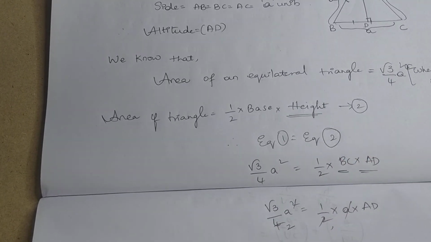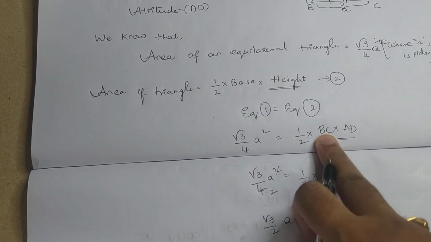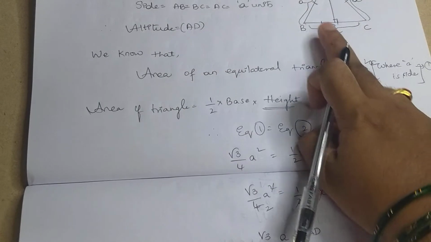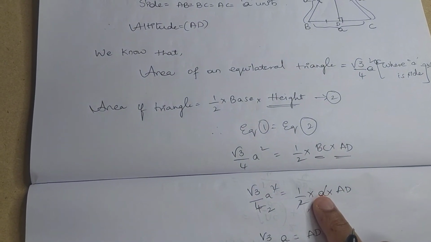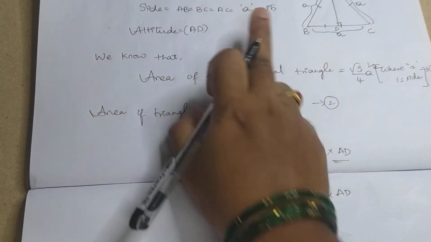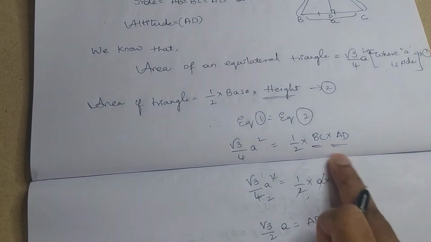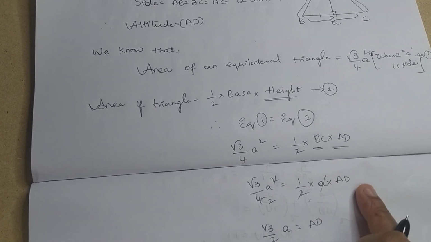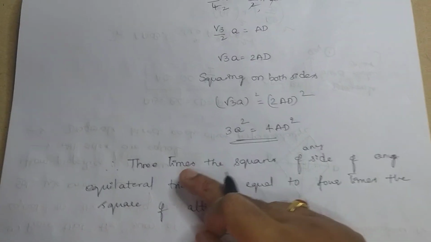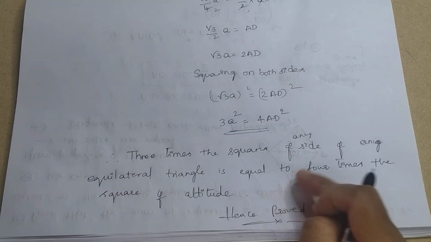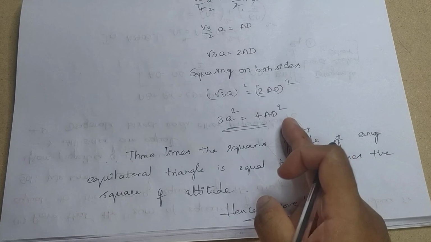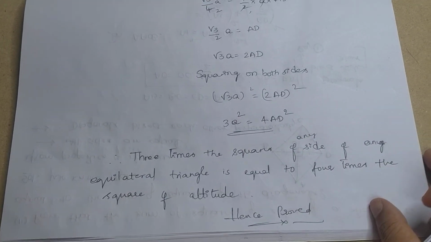So when you equate both formulas here, BC is nothing but the base of the triangle. So in the place of BC, I have substituted a, which is nothing but the side. So 1 by 2 into a into AD, where AD is height or altitude, anything is same. So when you do this and simplify, you will get the answer as 3a square equals 4AD square, which means 3 times the square of any side of an equilateral triangle is equal to 4 times the square of altitude. Clear? So this is the solution.